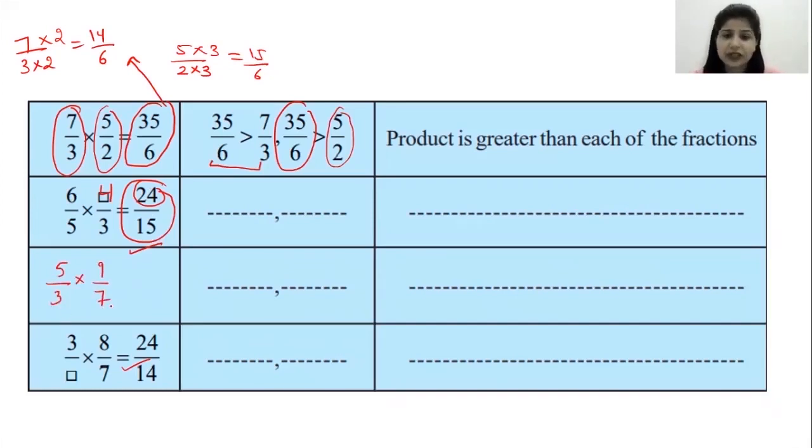These are improper fractions. Write any two fractions of your own choice and please do it in a similar way. Take up the product and then try to find out whether the product is greater or the fractions are greater. You will always find that when you multiply two improper fractions, you get the product as greater than each of the improper fractions. Clear?